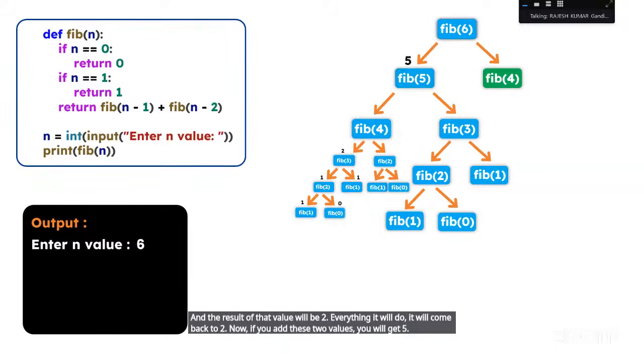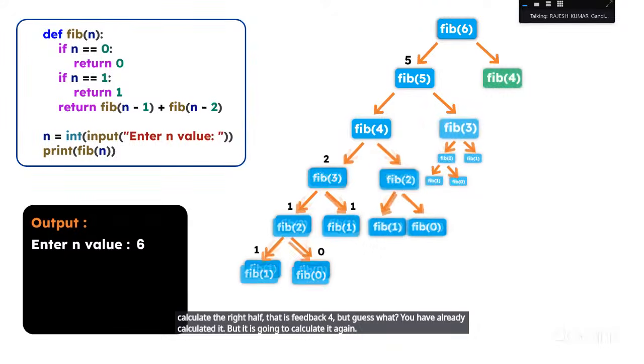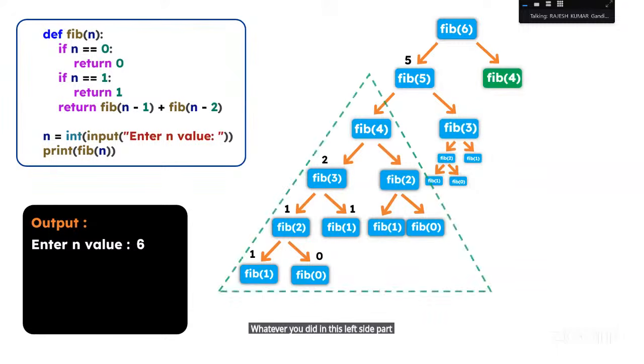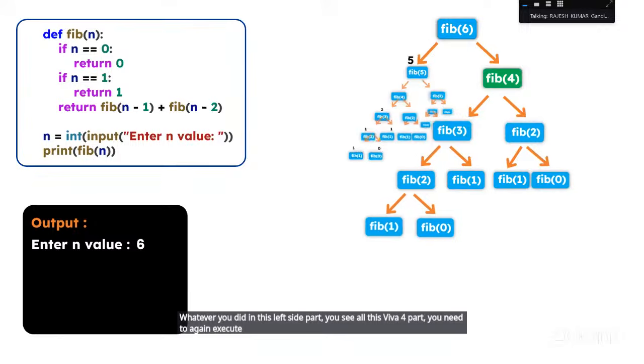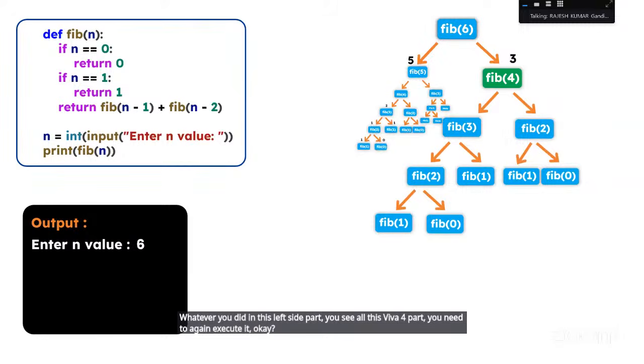Now you need to calculate the right half, that is fib of 4. But guess what? You have already calculated it, but it is going to calculate it again. Whatever you did in this left side part, all this fib of 4 part, you need to execute it again. Okay? Again run it. So you'll get 3. Now fib of 6 is equal to that 5 plus 3. You will be getting it as 8.